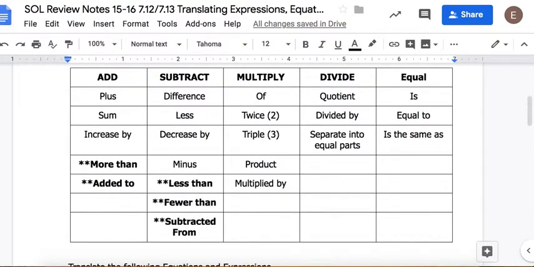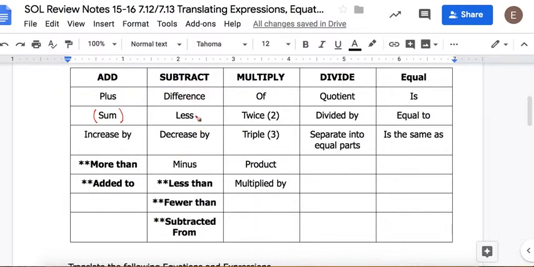So we have our addition words: plus, sum. Now put a parenthesis around sum. This means when you see sum, it means grouped together. Now you won't always put a parenthesis. You only need to put a parenthesis when order of operations wouldn't tell you to do that step first. Increase by, more than, and added to. I bolded these. These are switch around words.